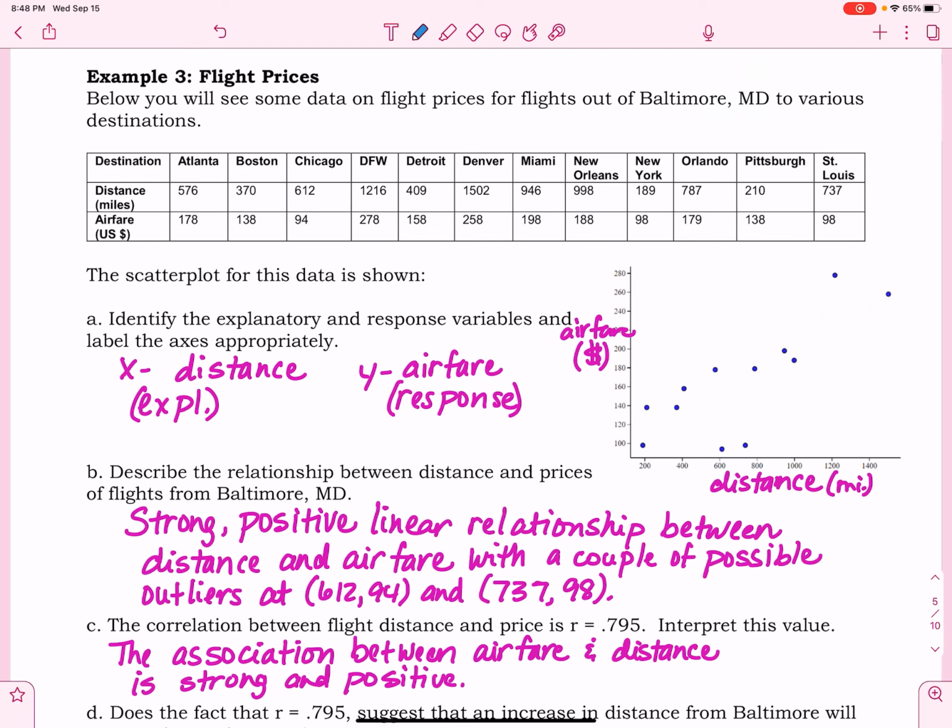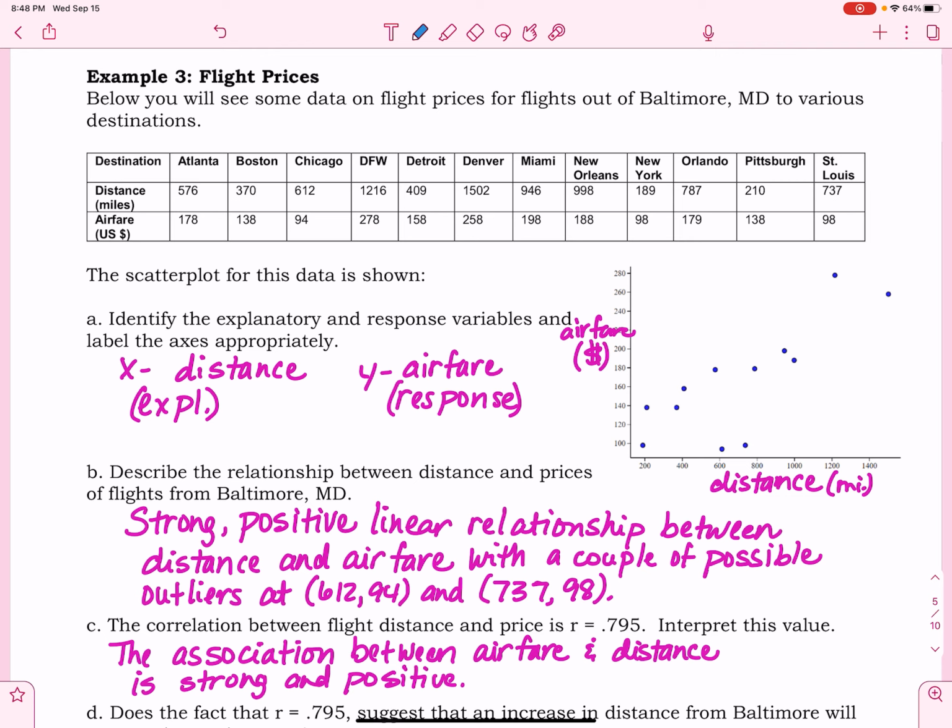AP Statistics. In this video, we are going to look at example 3 in our Unit 2 notes. So we're still dealing with linear regression. Please make sure you pause this video and read the example before we move on through it, because otherwise it will be confusing. All right, so in part A, we're identifying our variables.